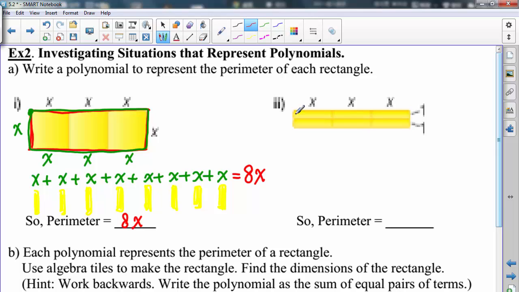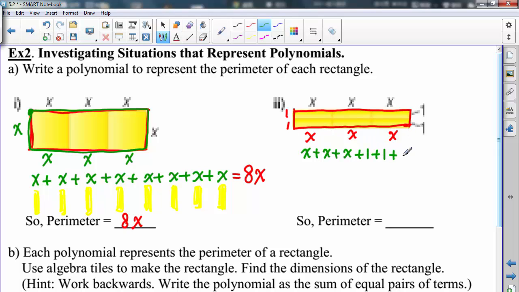Likewise, if I want to find the perimeter of this rectangle, it's exactly the same. This is x, this is x, this is x, this is 1, this is 1, this is x long, x long, x long, this is 1, this is 1. If I want to find the perimeter, I add all sides up. So that's the upper side, plus 1, plus 1. The bottom side, x plus x plus x, plus 1, plus 1.